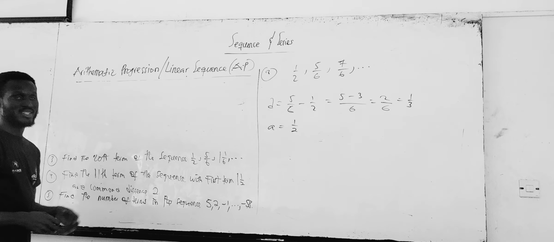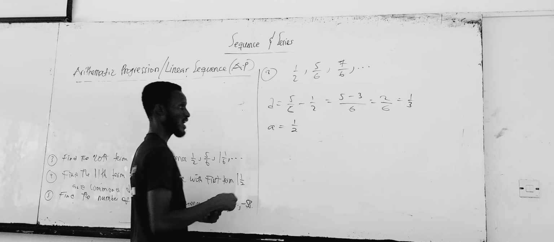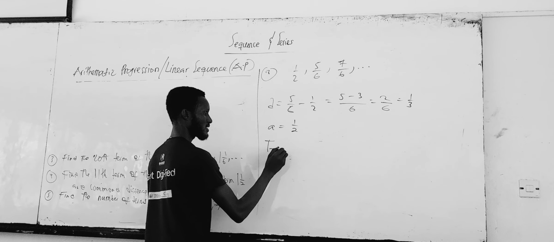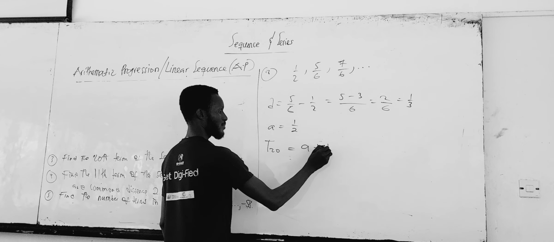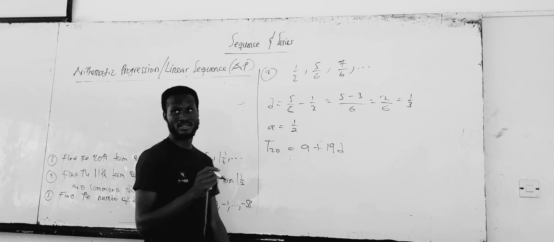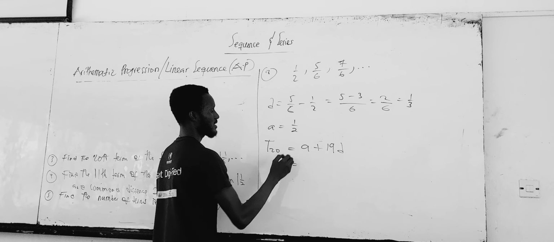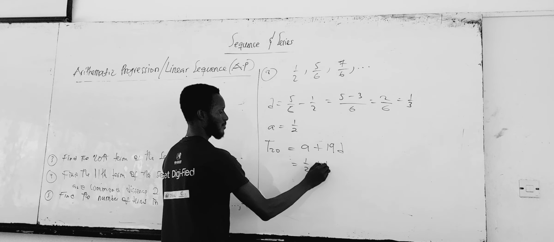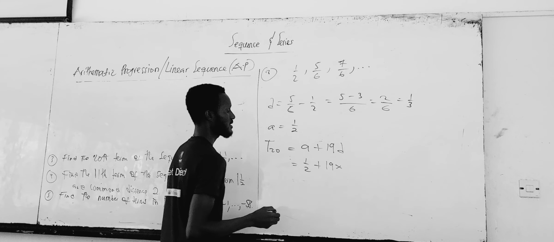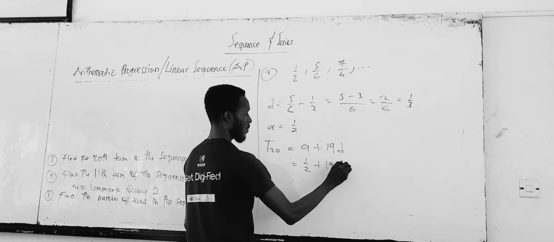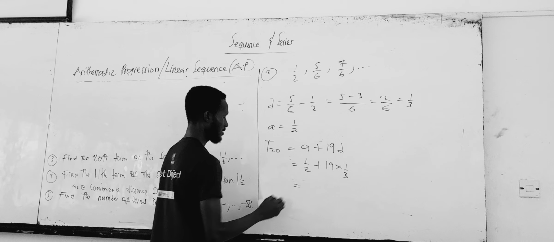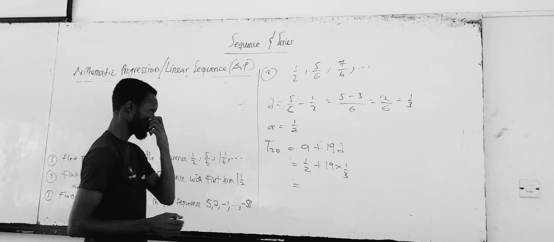Now we are looking for the 20th term, so I want to go straight away. The 20th term, T20, is the same as what? A plus 19D. Don't forget, this one's supposed to be at your fingertips. Now we have A, which is 1 out of 2, plus 19 times D. D is 1 out of what? 1 out of 3. Yes, because we're looking for the 20th term.